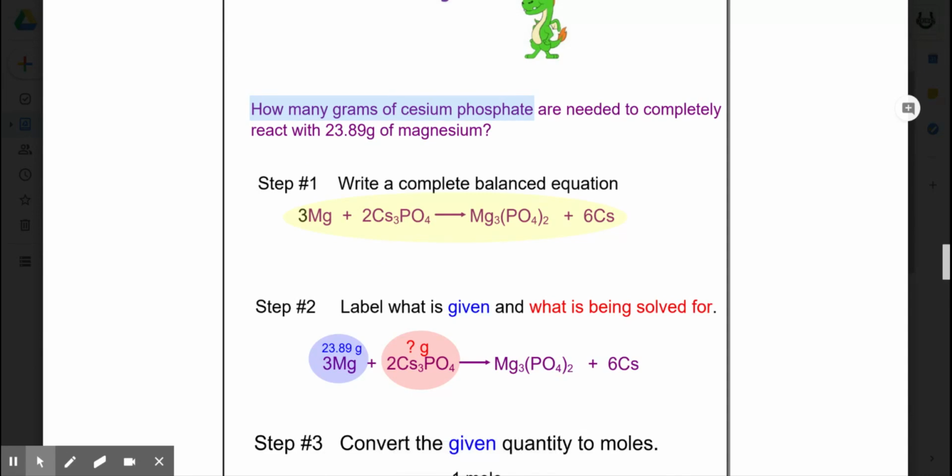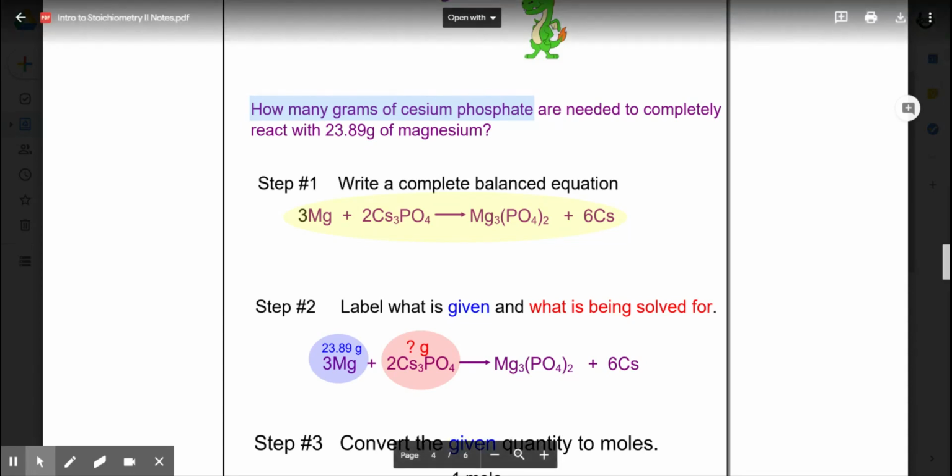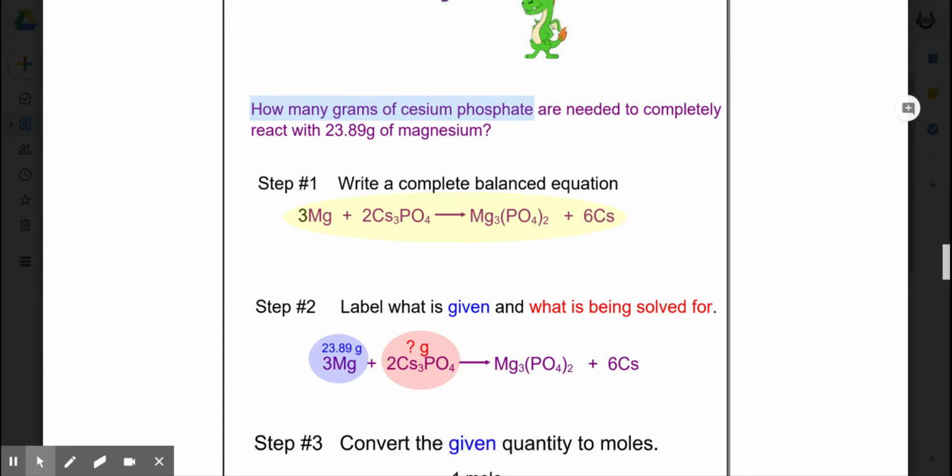Now, these are both on the same side of the equation, but that's okay. It doesn't matter because these ratios go all the way up and down the whole equation. For every 3 magnesiums, I need 2 cesium phosphates to produce 1 magnesium phosphate and 6 cesiums. The fact that both of these are on the reactant side is perfectly okay. We know that for every 3 moles of magnesium, we're going to need 2 moles of cesium phosphate. So the 23.89 grams can't be used. We have to convert to something that's useful for us.